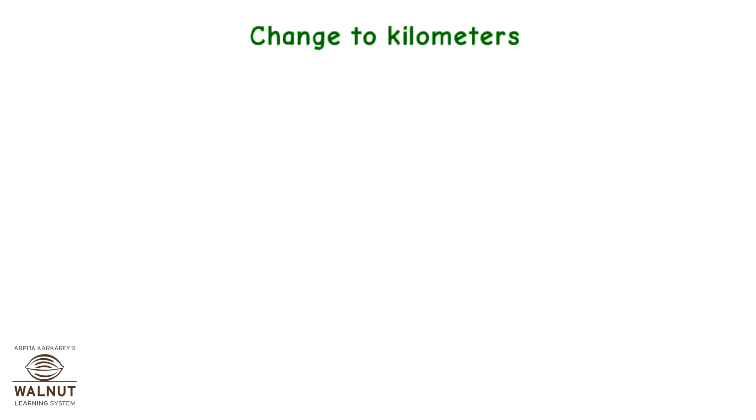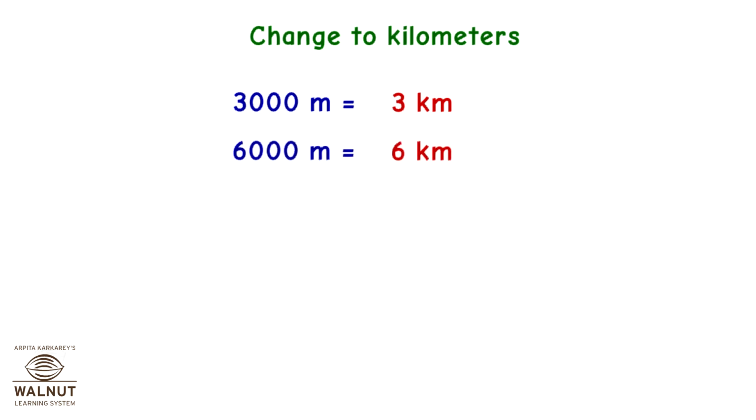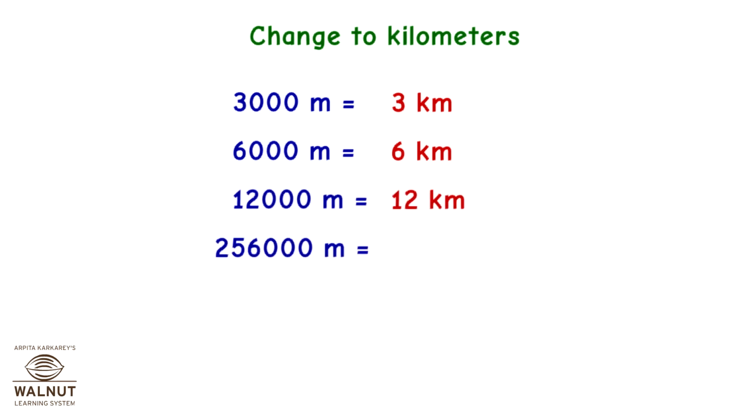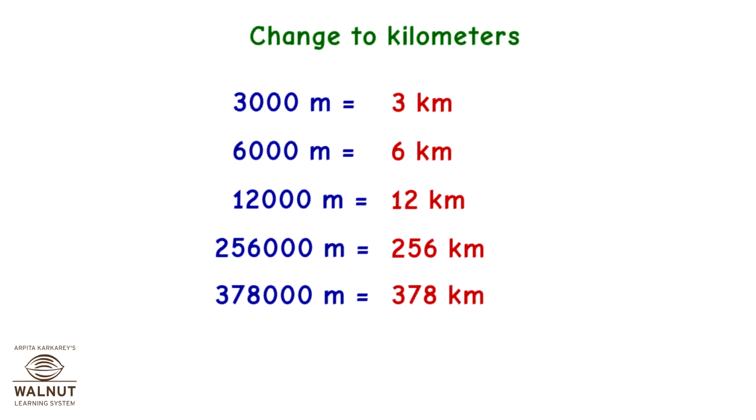Change to kilometers. 3,000 meters is equal to 3 kilometers. 6,000 m is equal to 6 km. 12,000 m is equal to 12 km. 2,56,000 m is equal to 256 km. 3,78,000 m is equal to 378 km.